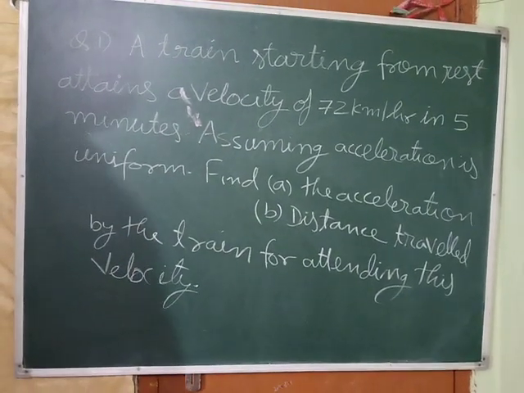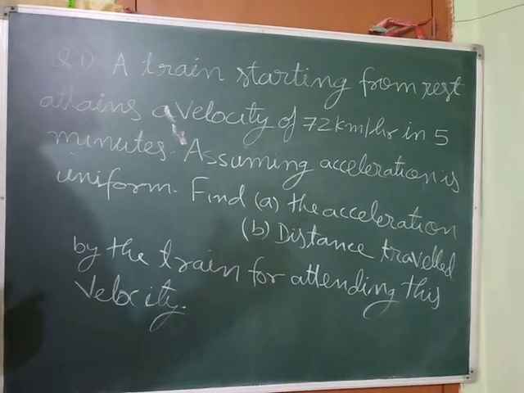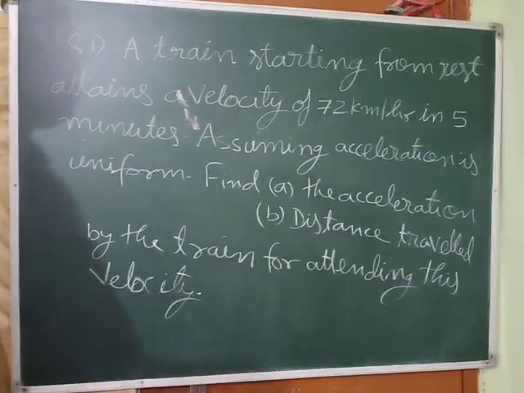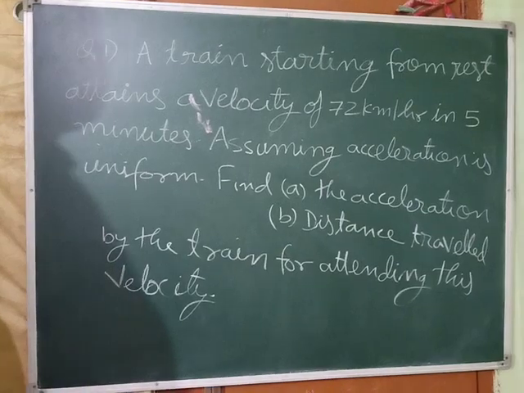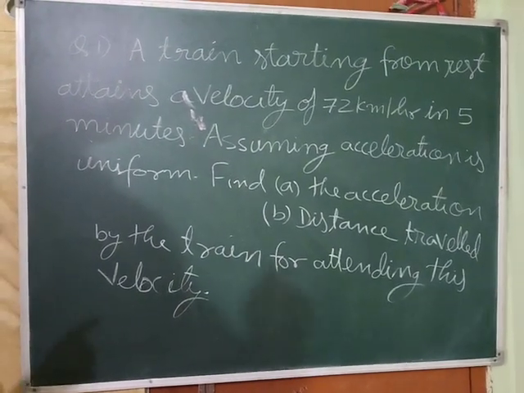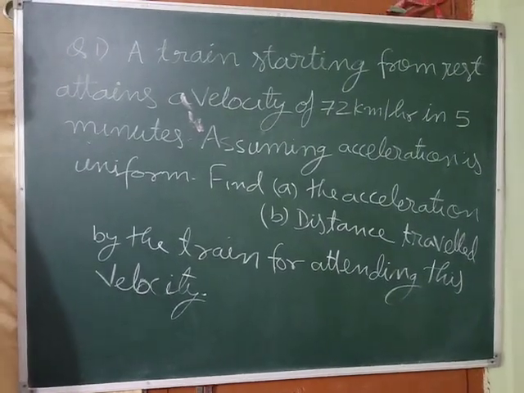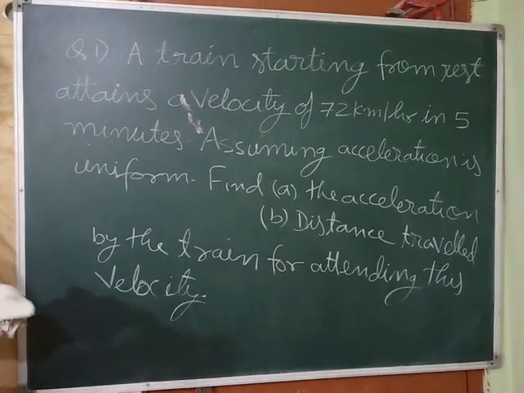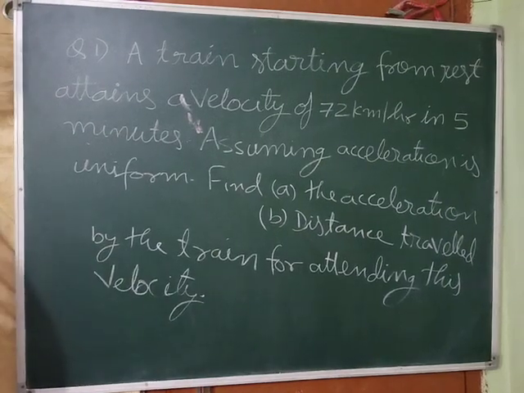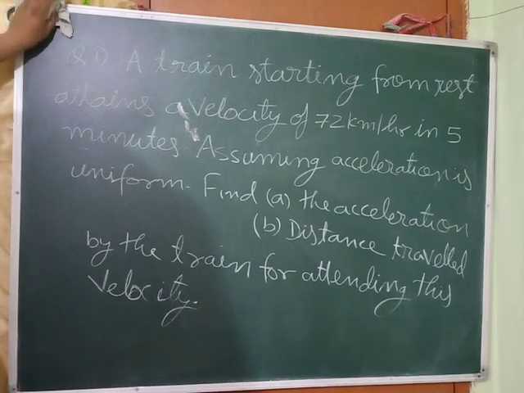Okay. Now assuming acceleration is uniform, fine. We have to assume that acceleration is uniform. Already I have told you, while deriving the equations of motion, that acceleration will remain constant. So find the acceleration. What we have to find out? Acceleration. Second, part B, the distance traveled by the train for attaining this velocity. That means the distance which the train travels before attaining this velocity, that distance we have to calculate.